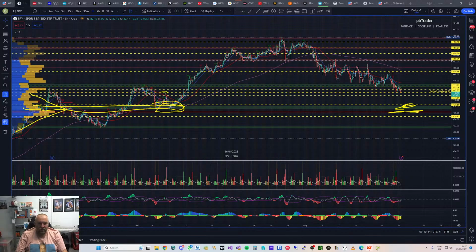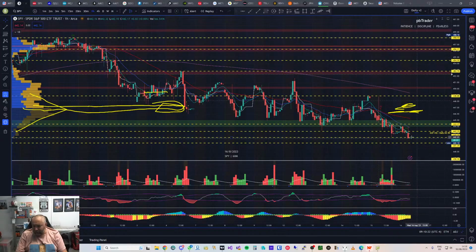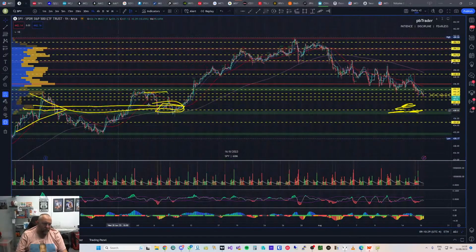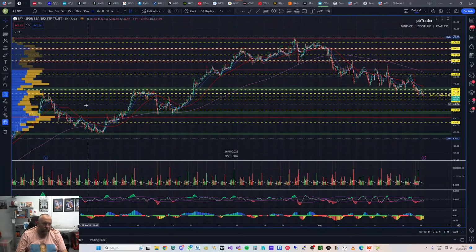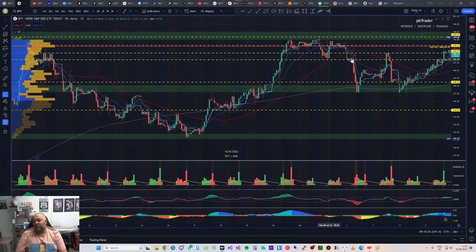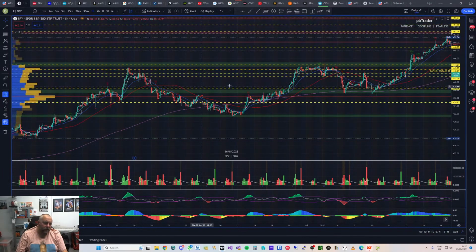Level wise, probably this middle one's the best one to be watching, which is 442 for potential bounce. Oh, we're at that right now. 442 and 442.10. So these areas are just based on areas of confidence from going back to June, and these lines have been there for a while as well.